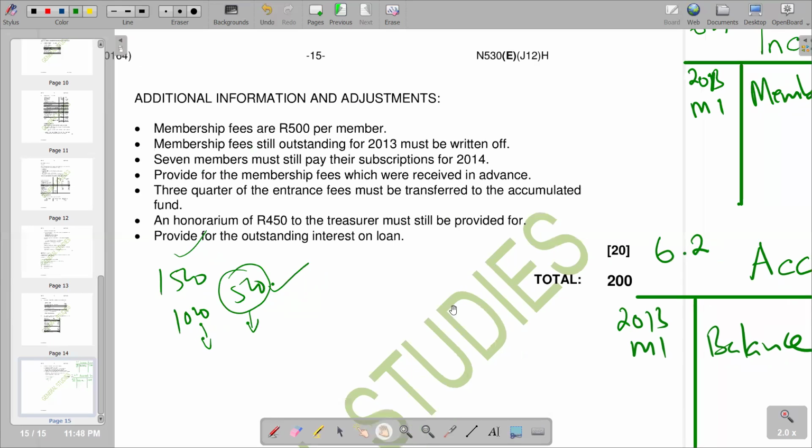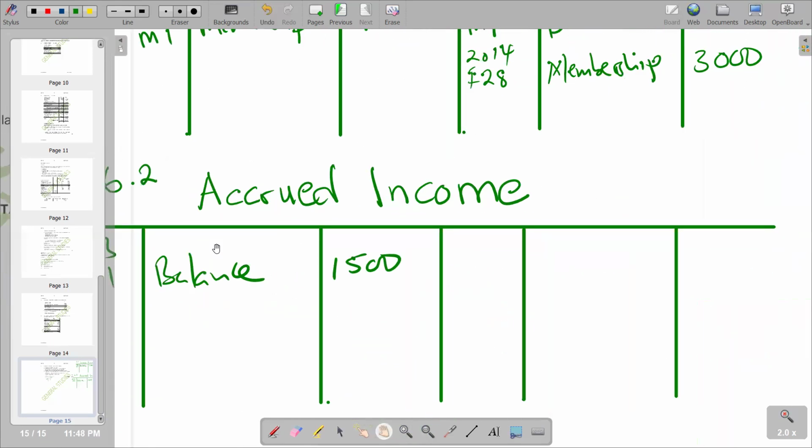So here we're saying, remember this is taking place on 2018 March 1. So we are saying 2018 March 1, and we are saying our membership fees. Which means all of it is also going to be removed. So we say 1,500. So this is what we have.